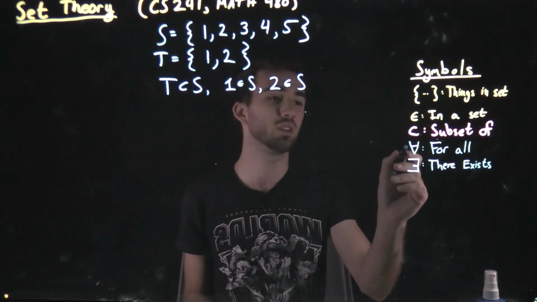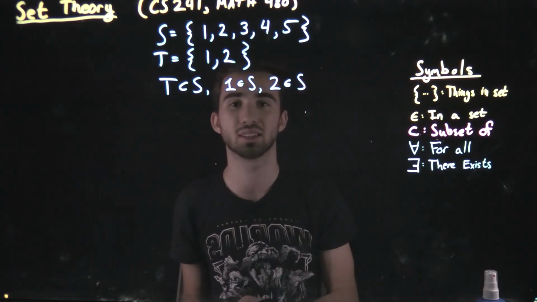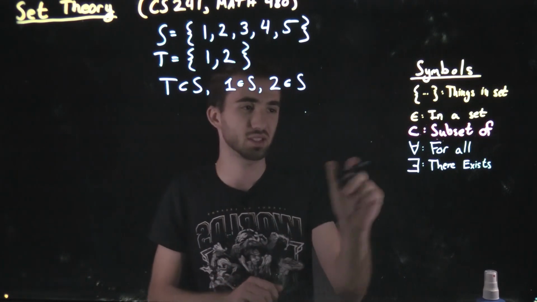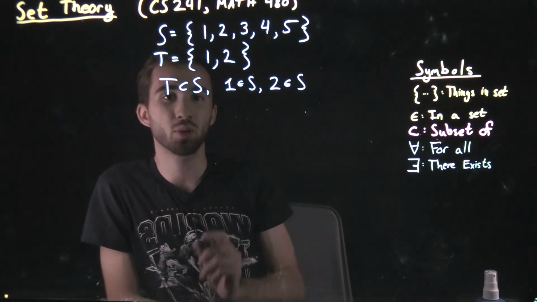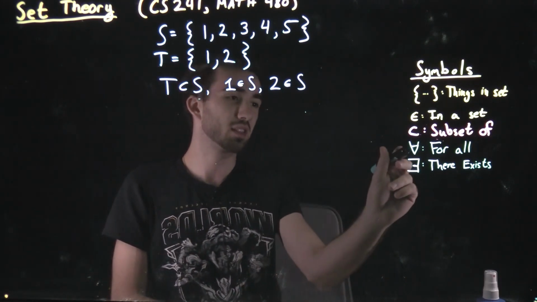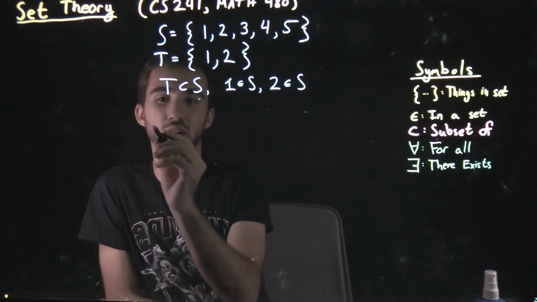So right now we're going to be using this one, for all. We'll get to an example of there exists a little bit later when we start getting into proofs. But for now we're going to stick with for all. And we're going to write out what it means for something to be a subset, using this little special symbol. So let's write it out in English first.